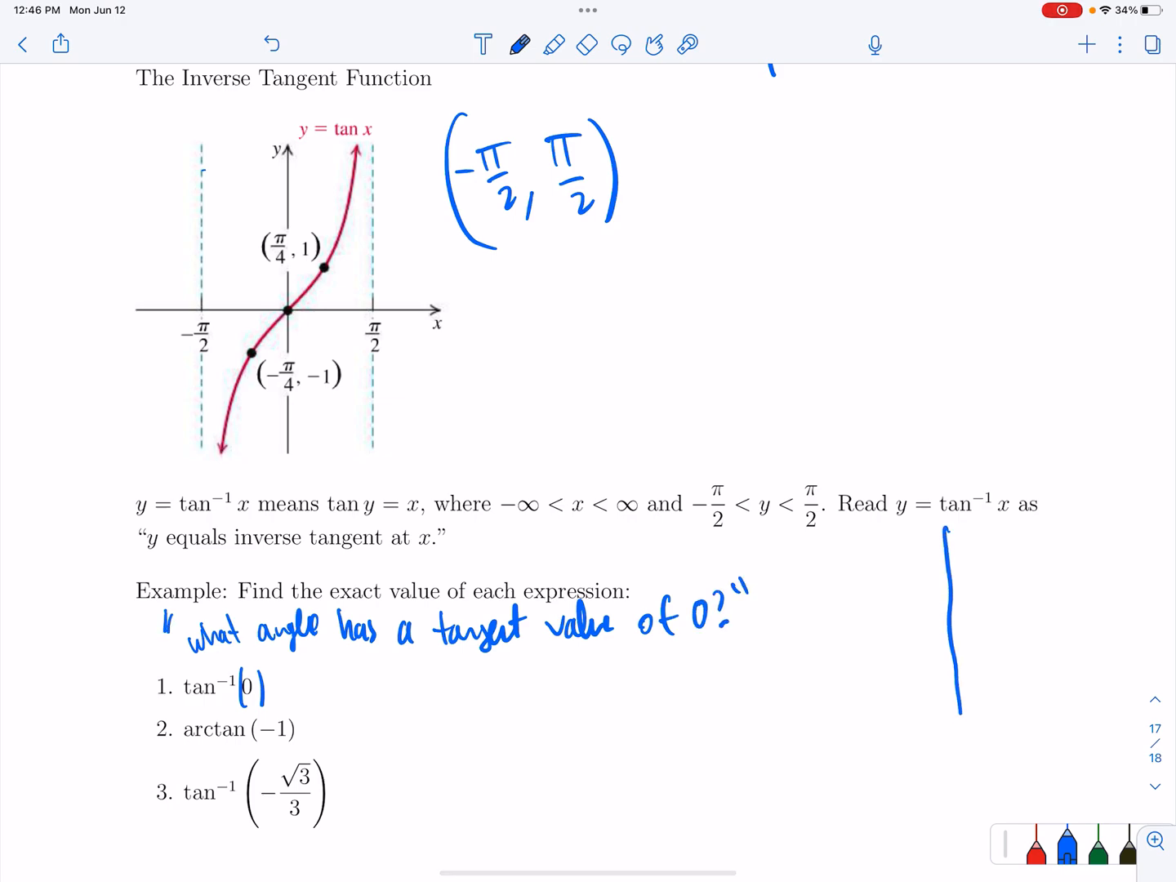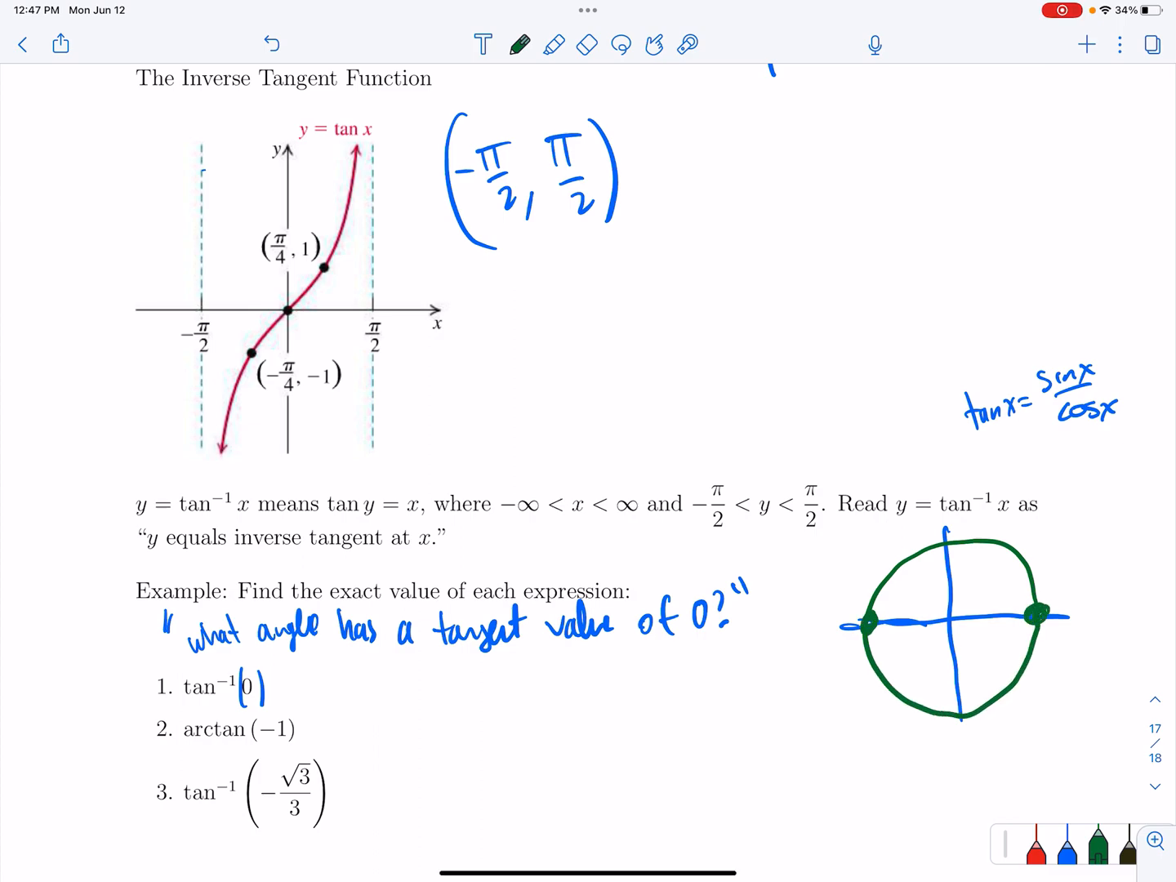Well, looking at the unit circle, remember tangent is sine over cosine. So that ratio will be zero when sine is 0. Sine is 0 on the unit circle down here and here. But remember, I want this to be between -pi over 2 and pi over 2. So that's just those areas on the unit circle.